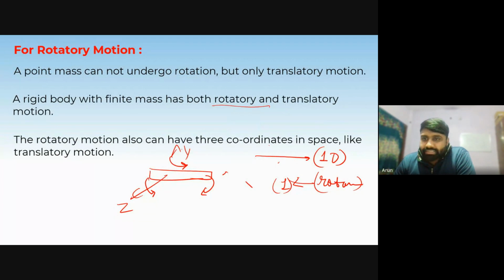So it possesses only 2 degrees from the rotational motion. Okay, so the total degree of freedom is 5 there: 3 translation about 3 axes, and 2 is the rotational motion. Got it?